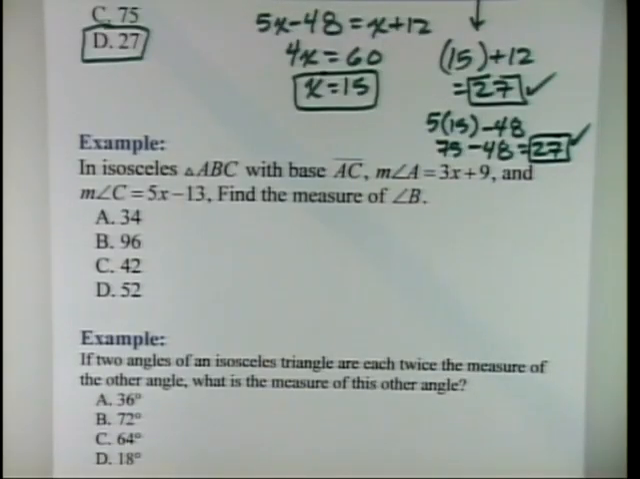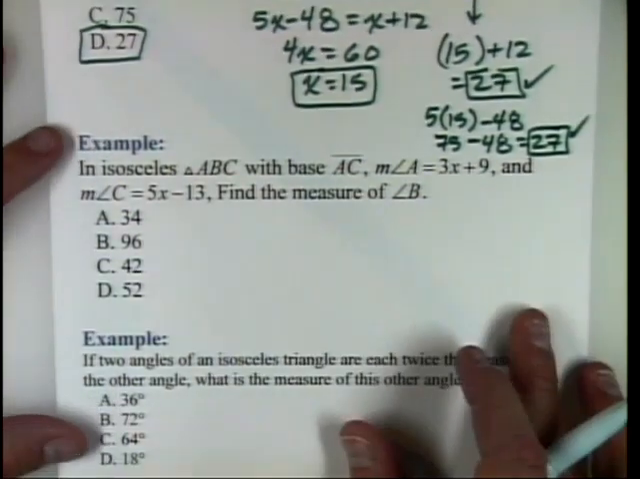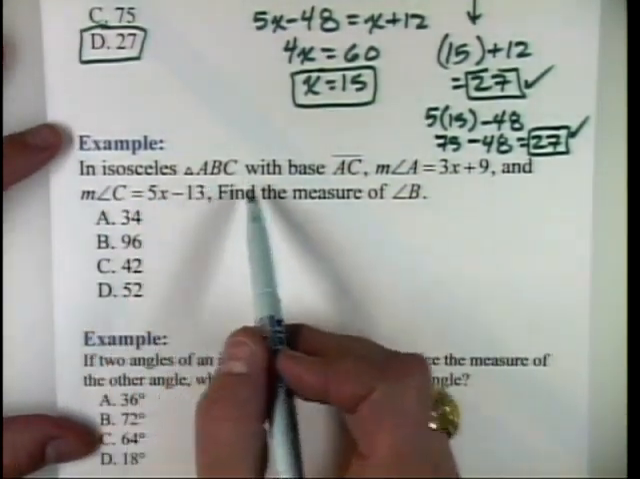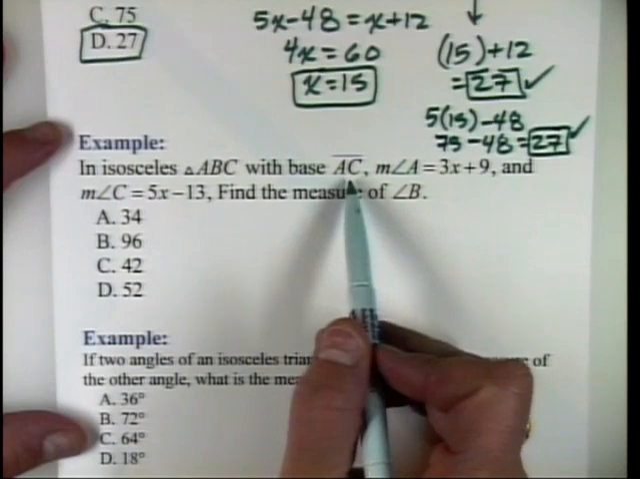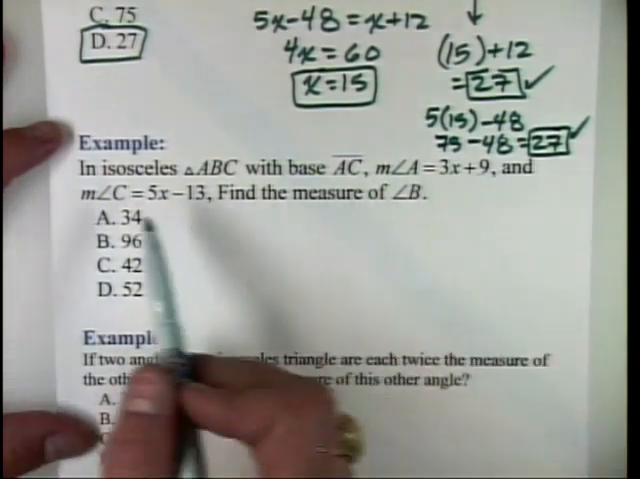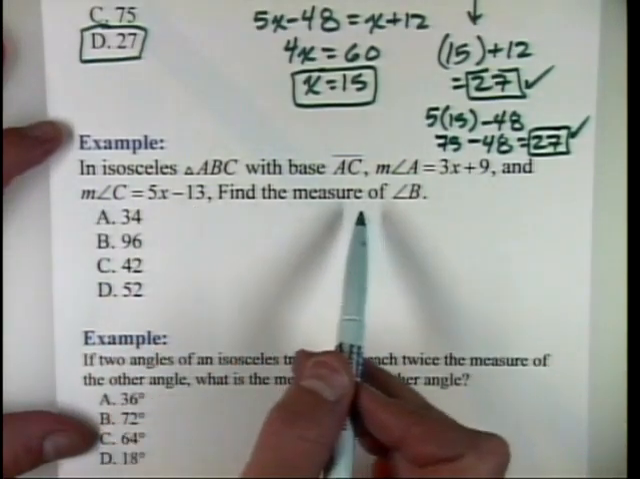All right, guess what? Another example. Getting good with the triangles here. In isosceles triangle ABC, with a base of segment AC, the measure of angle A is equal to this, and the measure of angle C is equal to that. Find the measure of angle B.